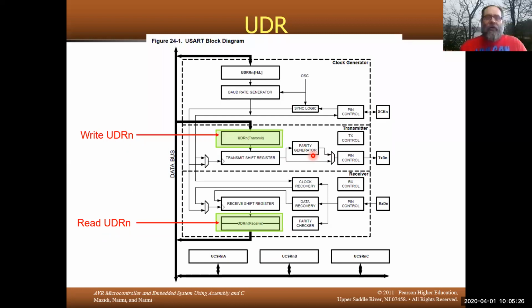When I write to UDR 0, UART data register 0, I write to a different set of bits than if I read from the UART data register 0. I frankly wish they'd name this two different things, but it's a different location you write to than read from. And this diagram kind of shows that.